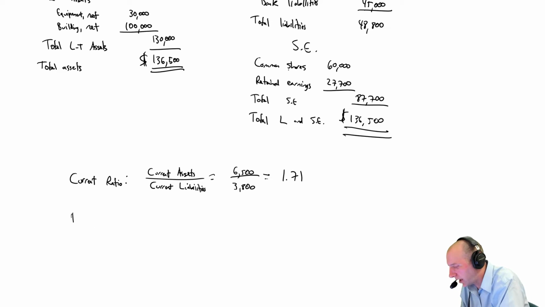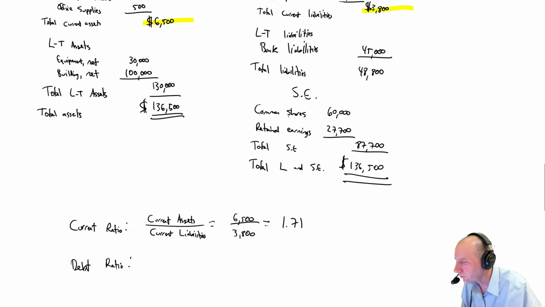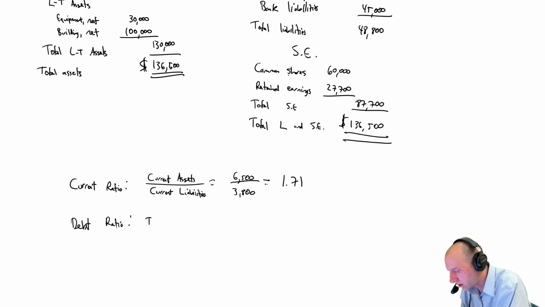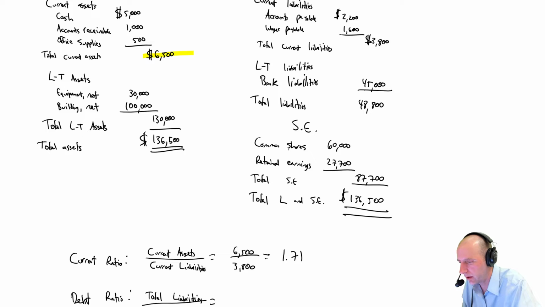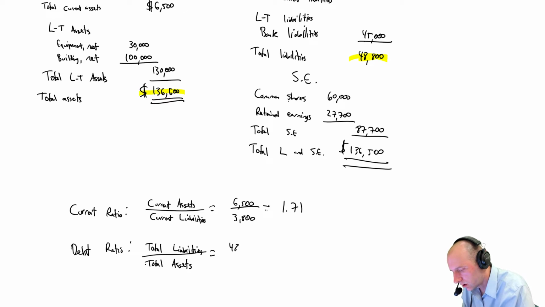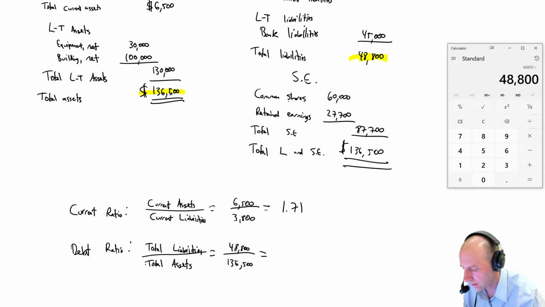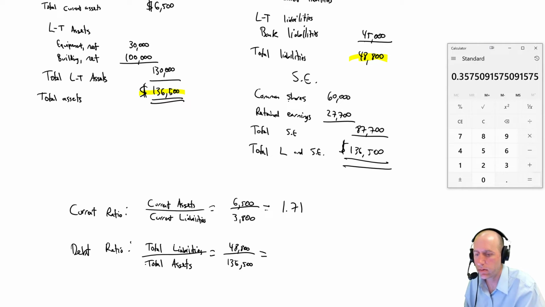Okay, let's look at the debt ratio. The debt ratio is computed as total liabilities divided by total assets. So for our company, the total liabilities, not the current liabilities now, the total liabilities is 48,800. The total assets, 136,500. So crunching the number here, 48,800 divided by 136,500, we get 0.3575.